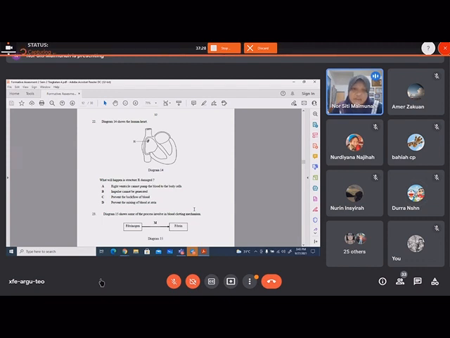Valve. Valve. What is R as shown in the diagram? SA node. SA node. It's a pacemaker. So which is the correct answer? B. Impulse cannot be generated. Yes, impulse cannot be generated.